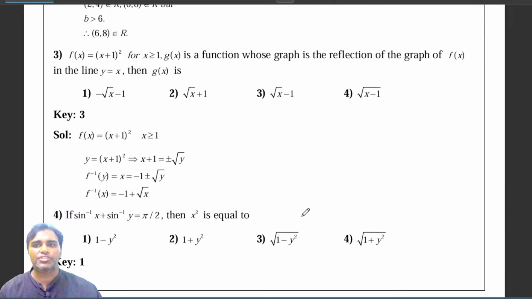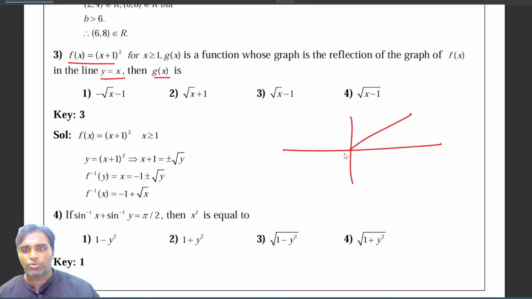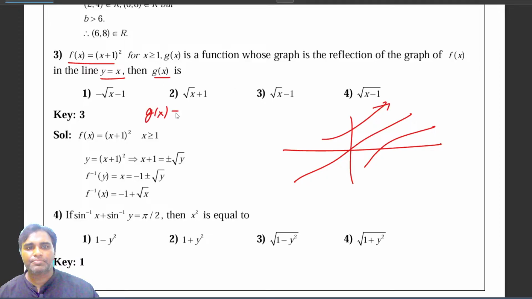Now let's see question number 3. This question is a typical question as per the language. f(x) equals (x plus 1) whole square, and g(x) is a function whose graph is the reflection of the graph of f(x) in the line y equals x. This means it is the reflection in y equals x, so it is the inverse. Suppose this is f(x), then this will be g(x). So g(x) is nothing but the inverse of f(x). Now how to find the inverse of this?